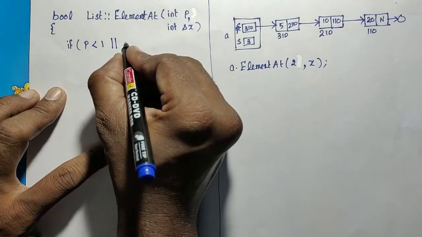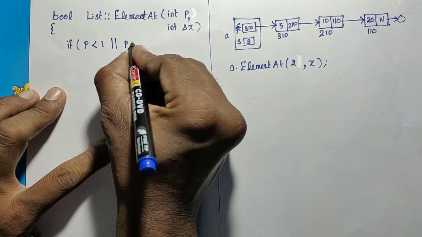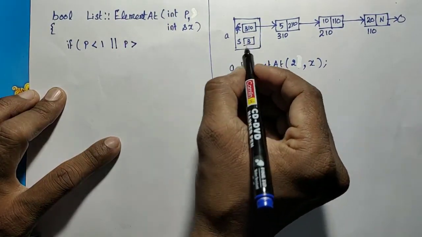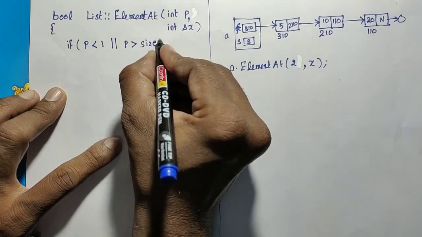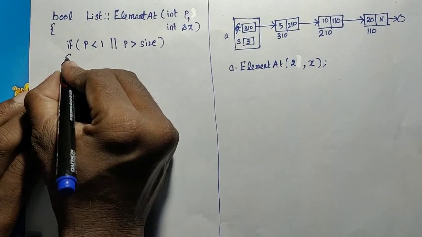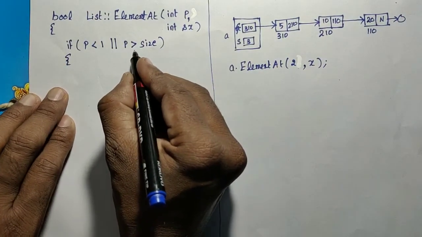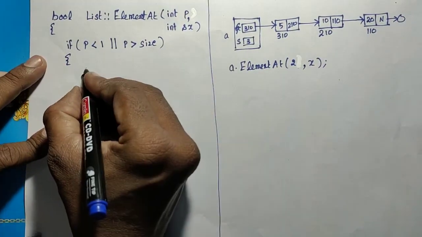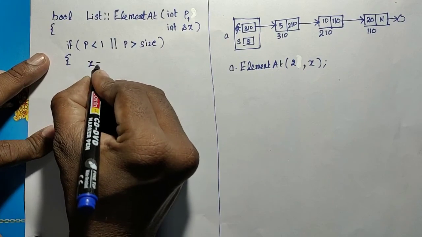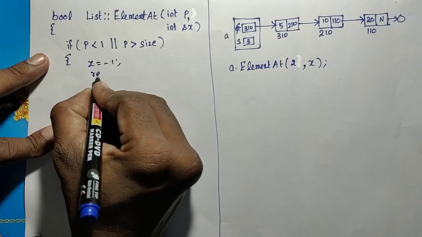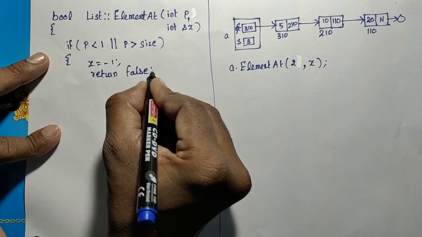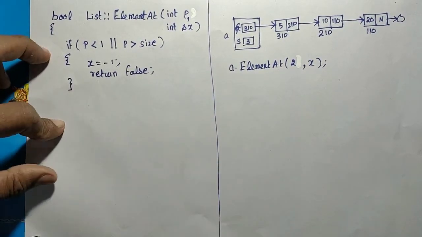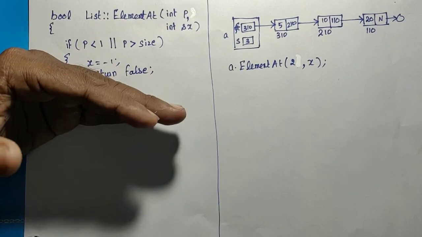Greater than size means what? P is greater than the size S. Then it is an invalid one. So P may be up to 3. Okay, so return false, X equal to minus 1, and then return false. So now what we have decided, the P is a valid index.